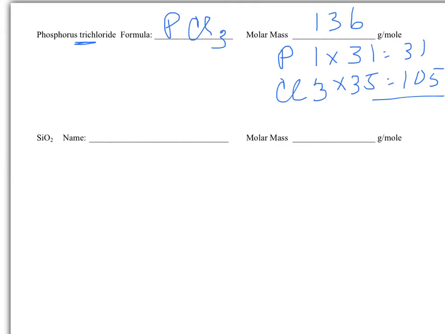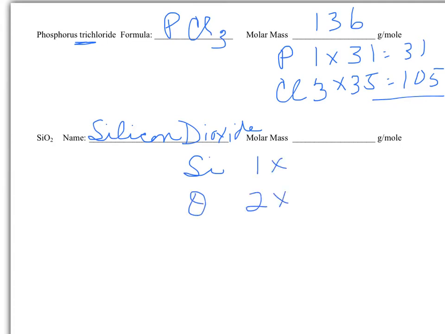SiO2, this is silicon dioxide. Molar mass, I would have Si, 1 times silicon, which is 28, and oxygen, 2 times 16 equals 32. That gives 60 grams per mole.